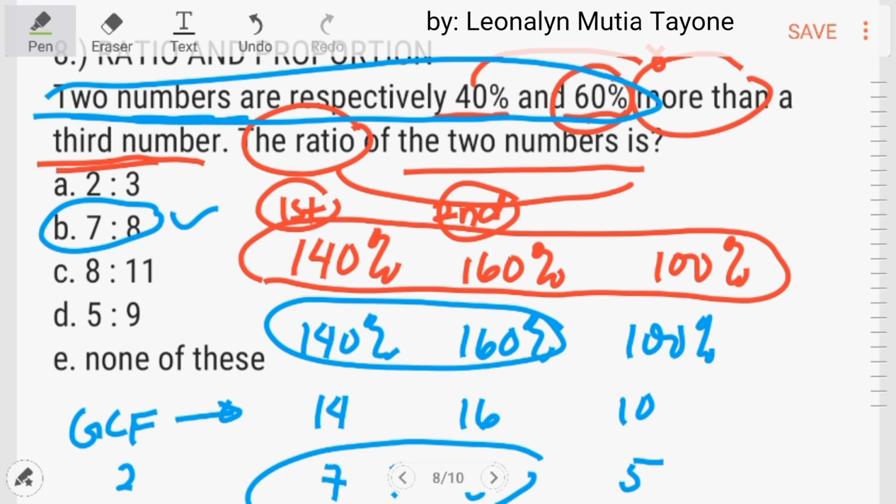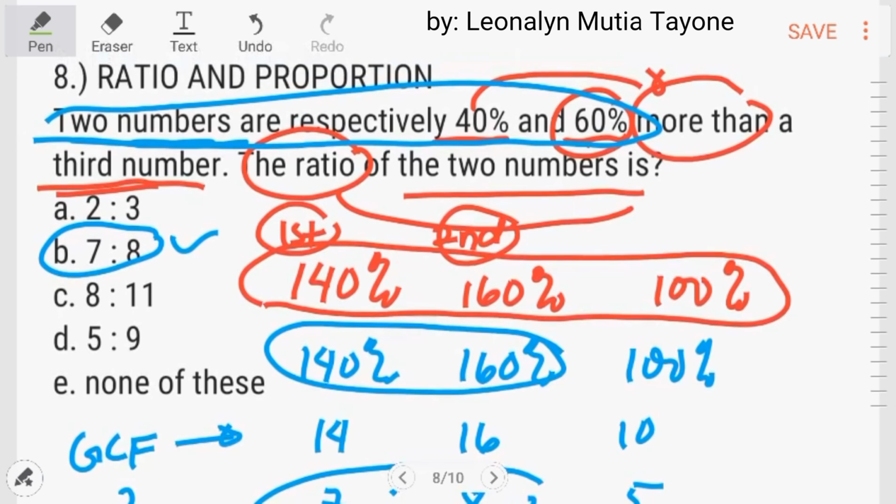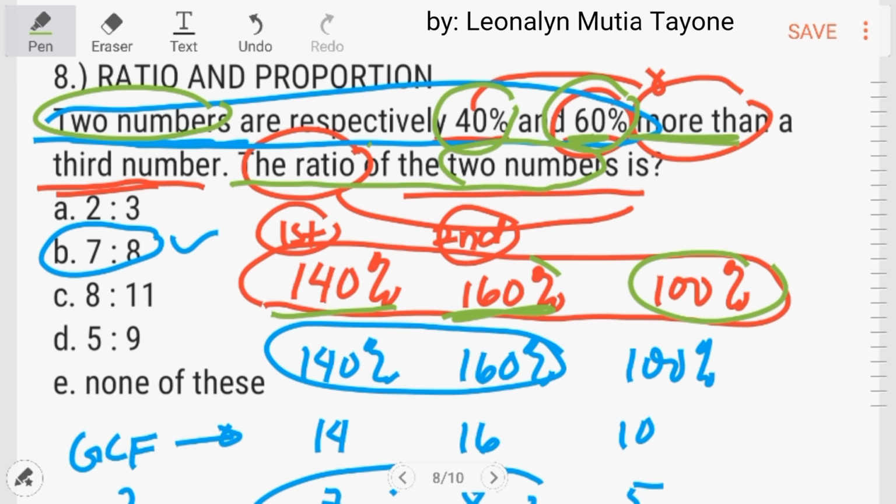Ulitin ko lang para mas lalo nyo maintindihan. Ito yung given. Two numbers are respectively 40% and 60% more than the third number. Pag sinabing more than the third number, yung third number natin, gawin natin 100%. 40% more, that is 140%. 60% more, and that is 160%. Ngayon, the ratio of the two numbers, ito yung two numbers. Yan yung umpisa natin two numbers, si 40 at saka si 60. Now, ang tanong kung ano ang ratio ng two numbers na yan.